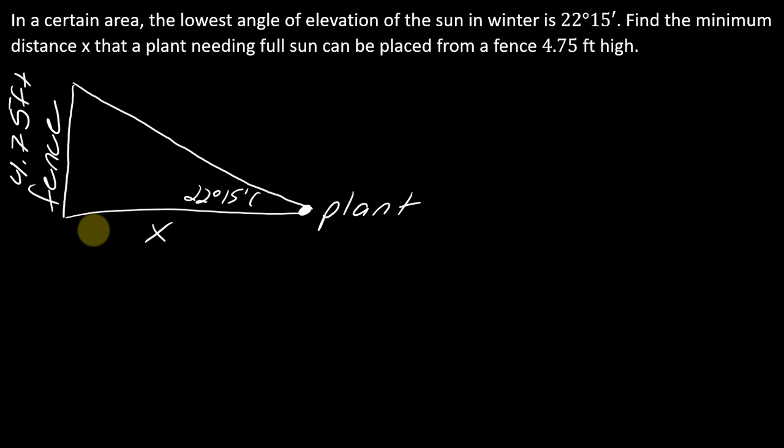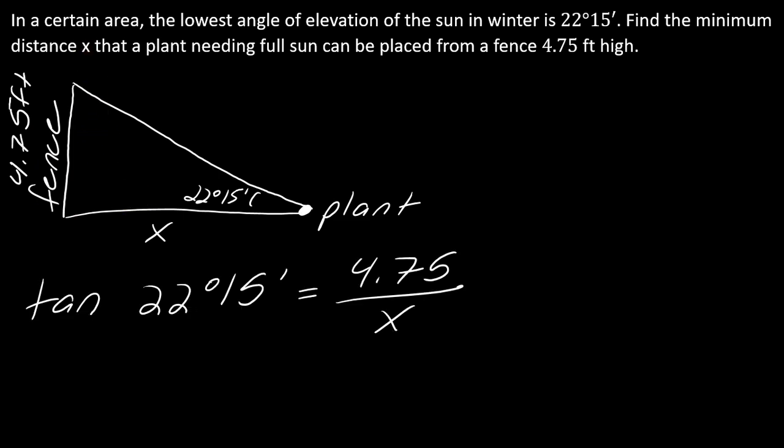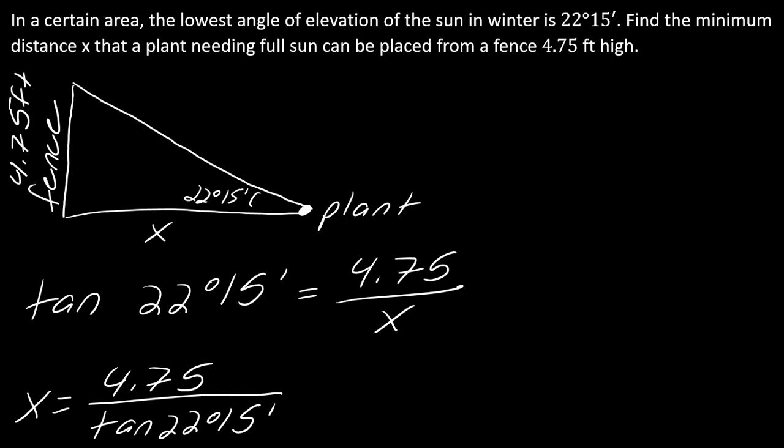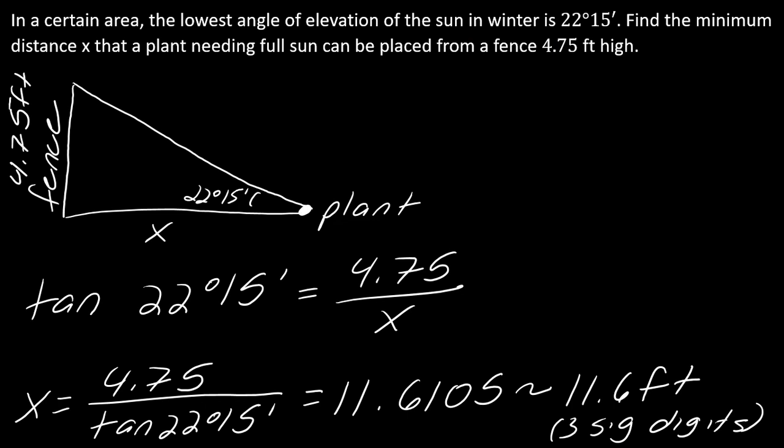So I notice I've got the adjacent and the opposite sides of this kind of measured out. So that's going to require me to use tangent. So tangent of 22 degrees and 15 minutes is going to be equal to the opposite over the adjacent, so 4.75 over x. Then I can solve for x, and I can just plug this into my calculator to get this whole thing. However, remember, of course, you want your significant digits, so I've got 3 significant digits here, so this will come out to 11.6 feet.